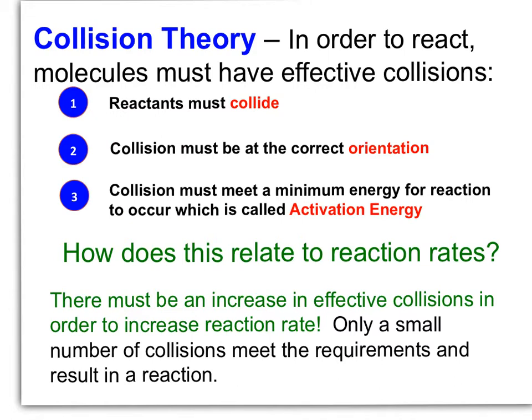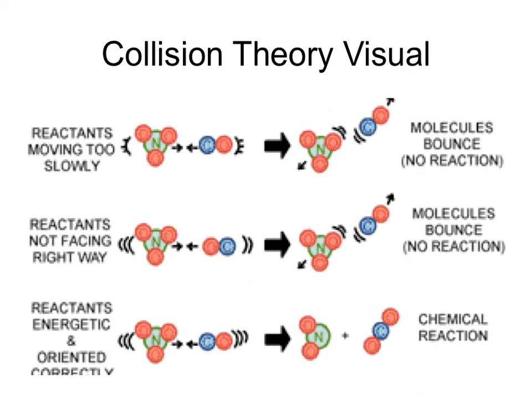Remember, all three of the following criteria have to happen. You have to have a collision, it has to be at the correct orientation, and it has to have the right activation energy. This visual helps us understand the criteria for an effective collision. Remember that molecules must hit each other with the right amount of energy, which is called activation energy, and they must be in the correct orientation.